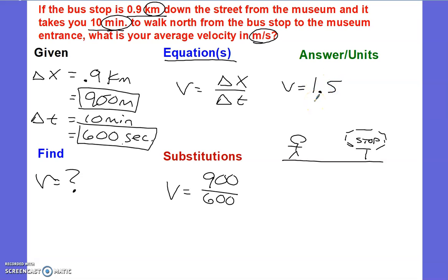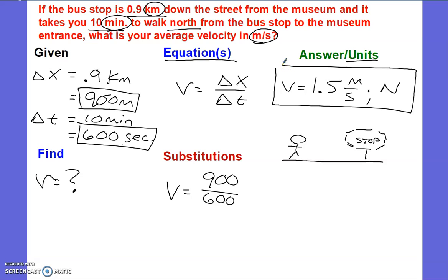Now the 1.5 by itself is not enough. I do need to write down my units because 1.5 miles per hour is a lot different than 1.5 meters per second. And so my answer here should be in meters per second. And being a velocity, I will also include a direction. So it says that we walked north from the bus stop to the museum, so I'll put a direction of north. The last thing I would suggest doing is to actually put a circle or box around your answer so it's easy to find and easy to see.